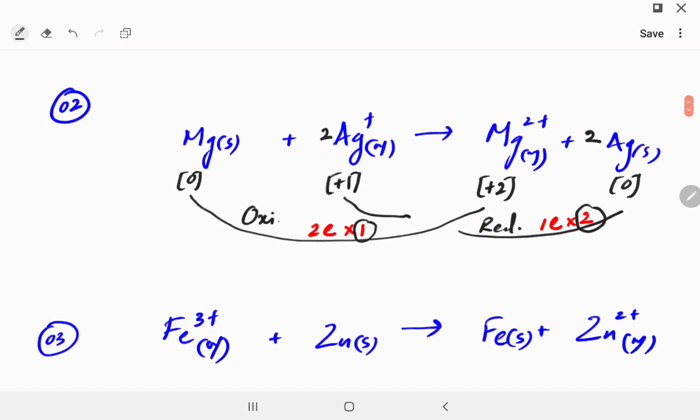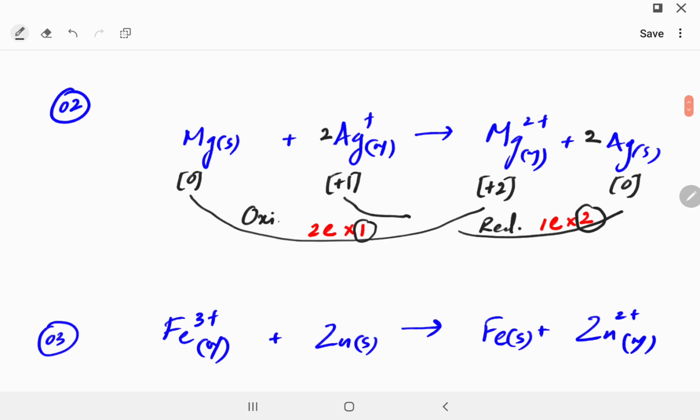Now you understand what we do, right? First of all, we write the oxidation numbers of every element, and then we figure out oxidation and reduction. Using the oxidation numbers, you get the electron loss or gain. Once you have the electron loss and gain, you try to balance the electrons. Every electron that is lost should be gained, so you have to make them equal.